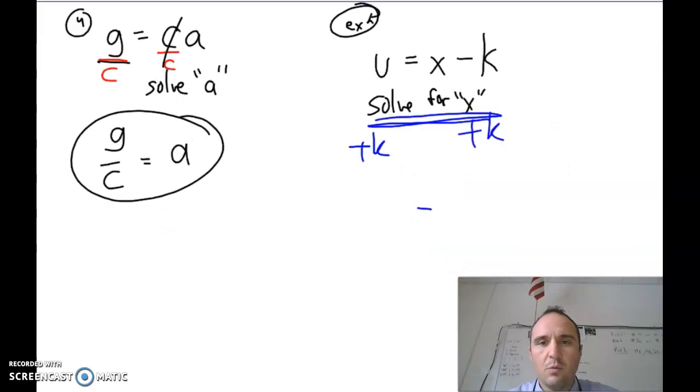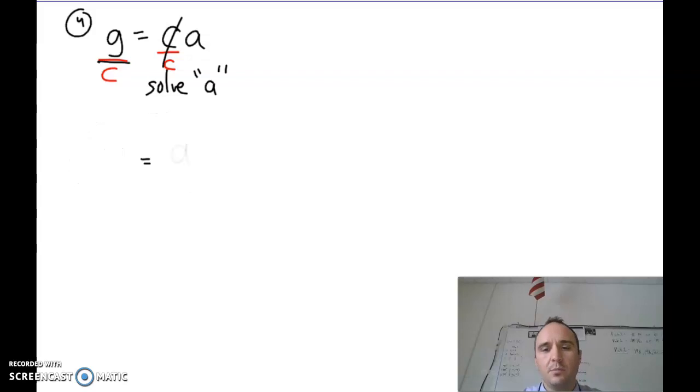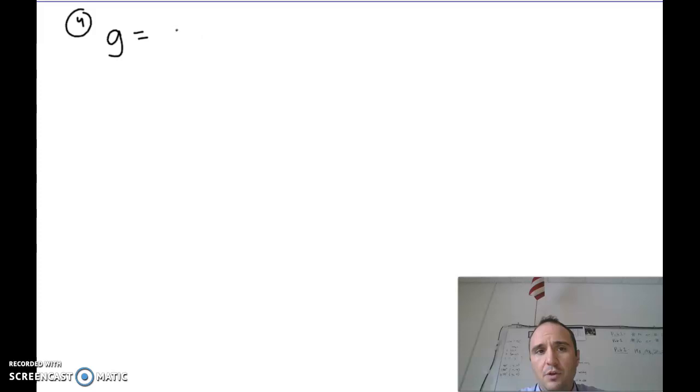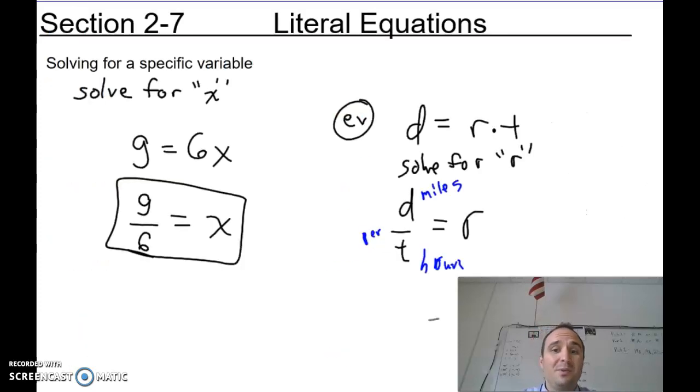Hi guys, so let's talk about what literal equations are. We're going to be doing literal equations where there are going to be multiple variables, and you're not just going to solve for a variable and get a number. You're going to solve for a variable, and it's going to be an expression that contains a separate variable.